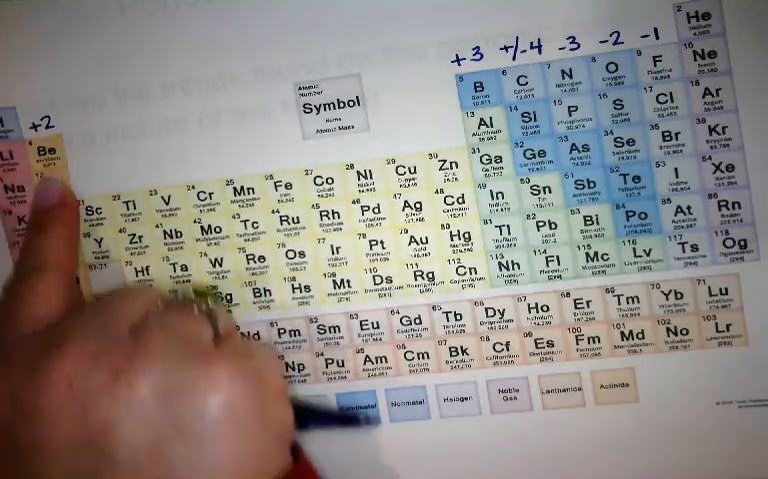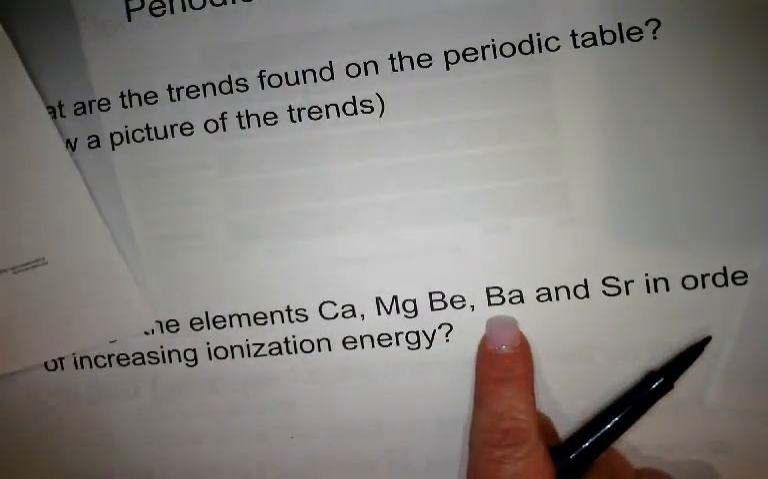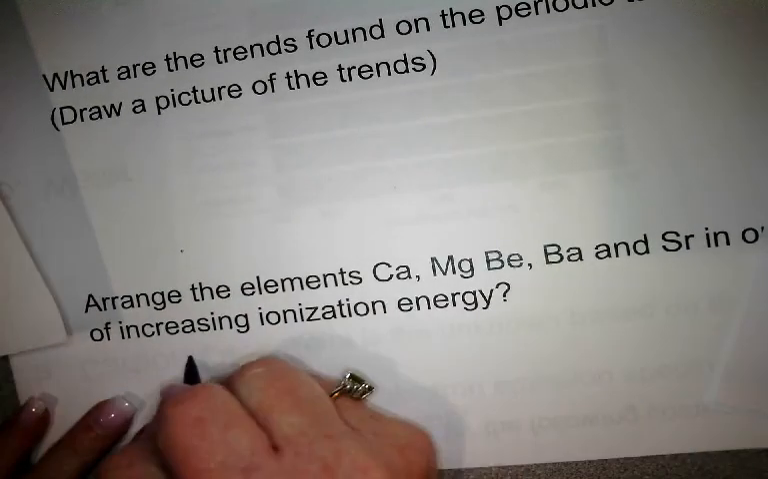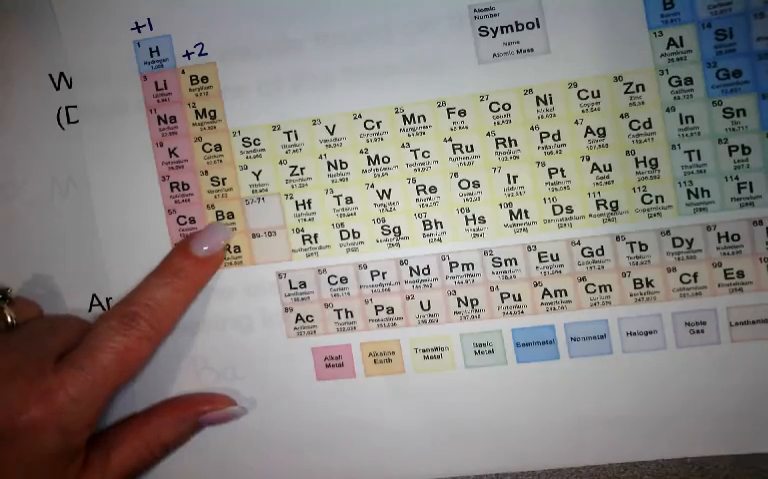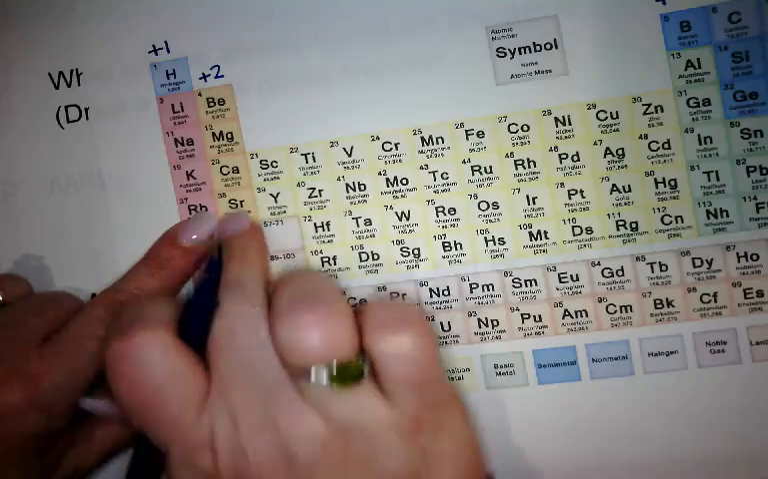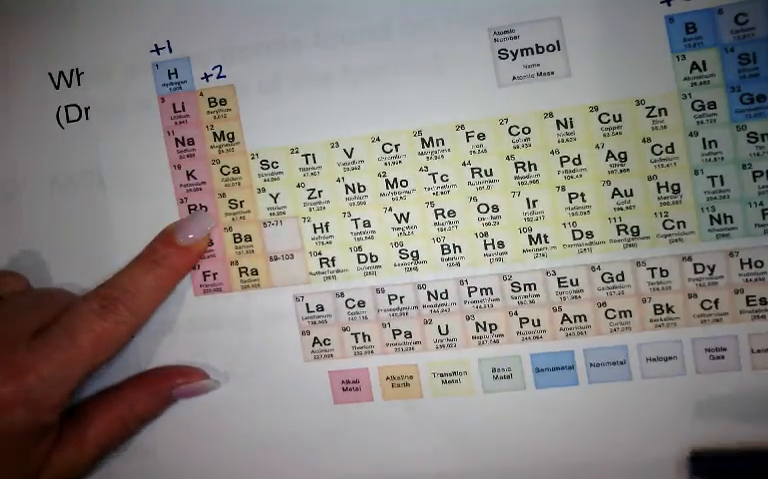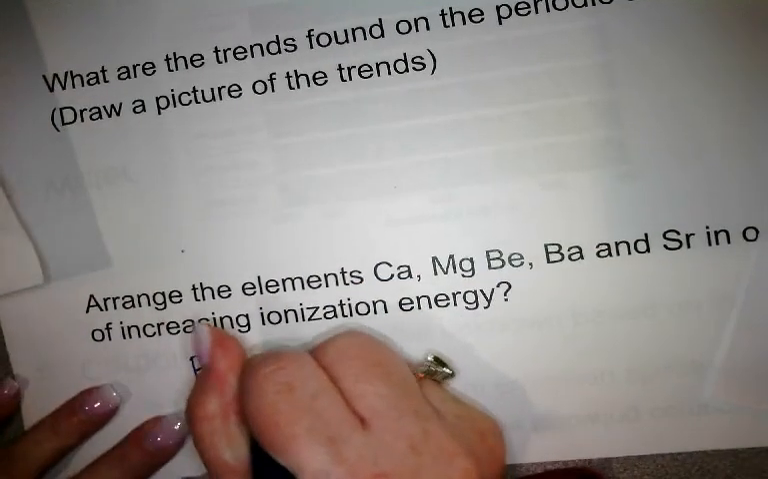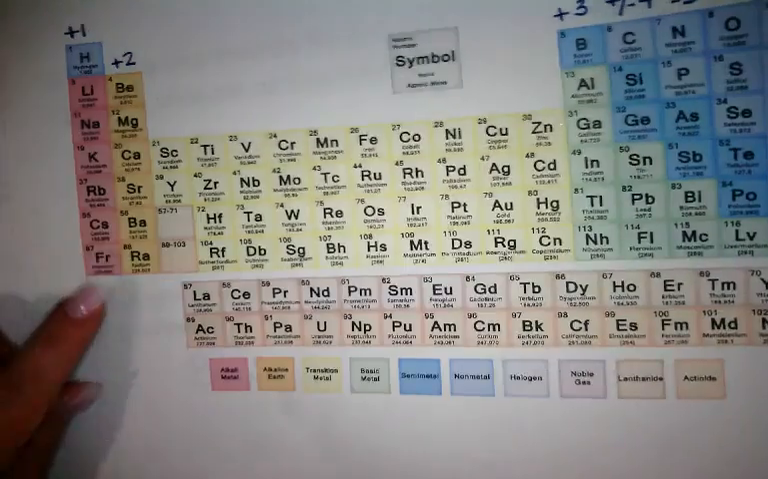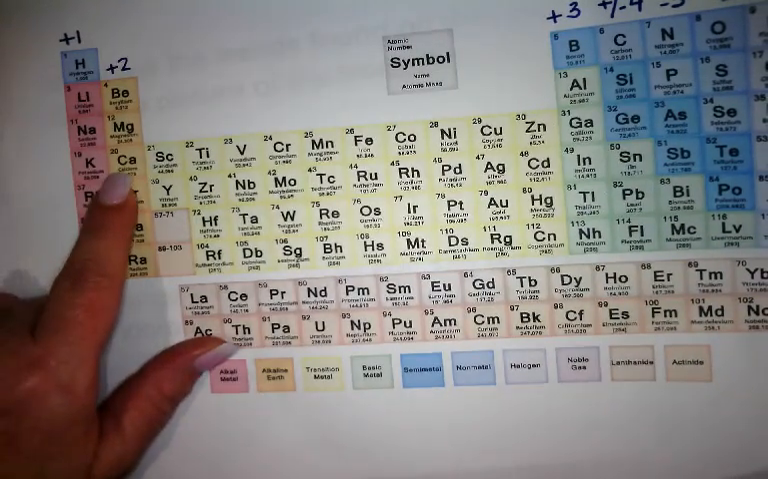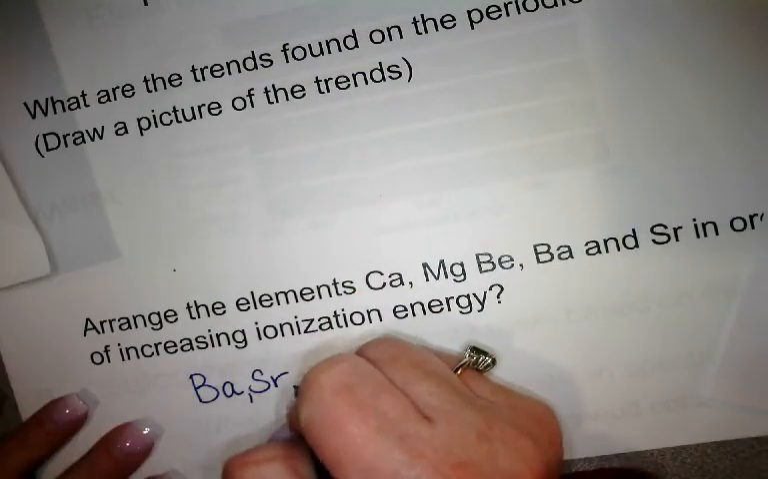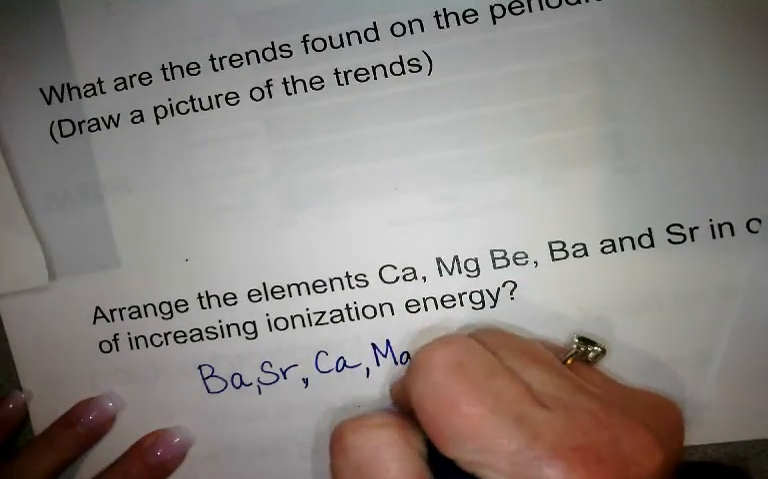So if I look, Ba is actually the first one, the smallest one here. And then Sr, the next one above it, because we're basically using these elements here in this particular one. So Ba, Sr, then after Sr is calcium, so Ca. And then above calcium is magnesium, Mg. And then your last one is beryllium, Be.